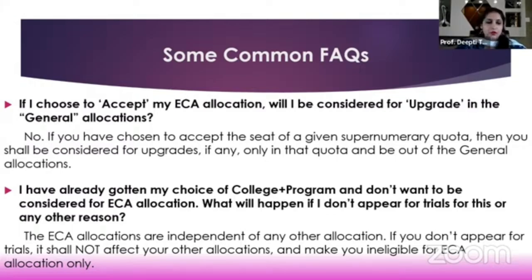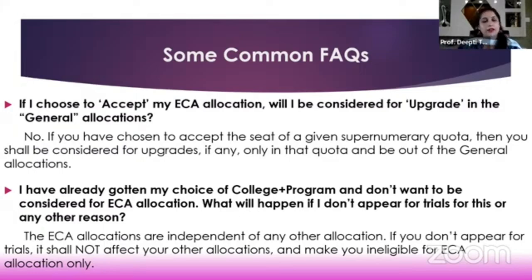Second point, the second FAQ that we usually get is: I've already gotten my choice of college and program, which I just explained to you through the 12th preference that I talked about. Then what happens if I don't appear for trials, for this or for any other reason for that matter? Then, as I just said, ECA allocations are independent of your other allocations. If you do not appear for trials, you are not eligible for ECA allocations.